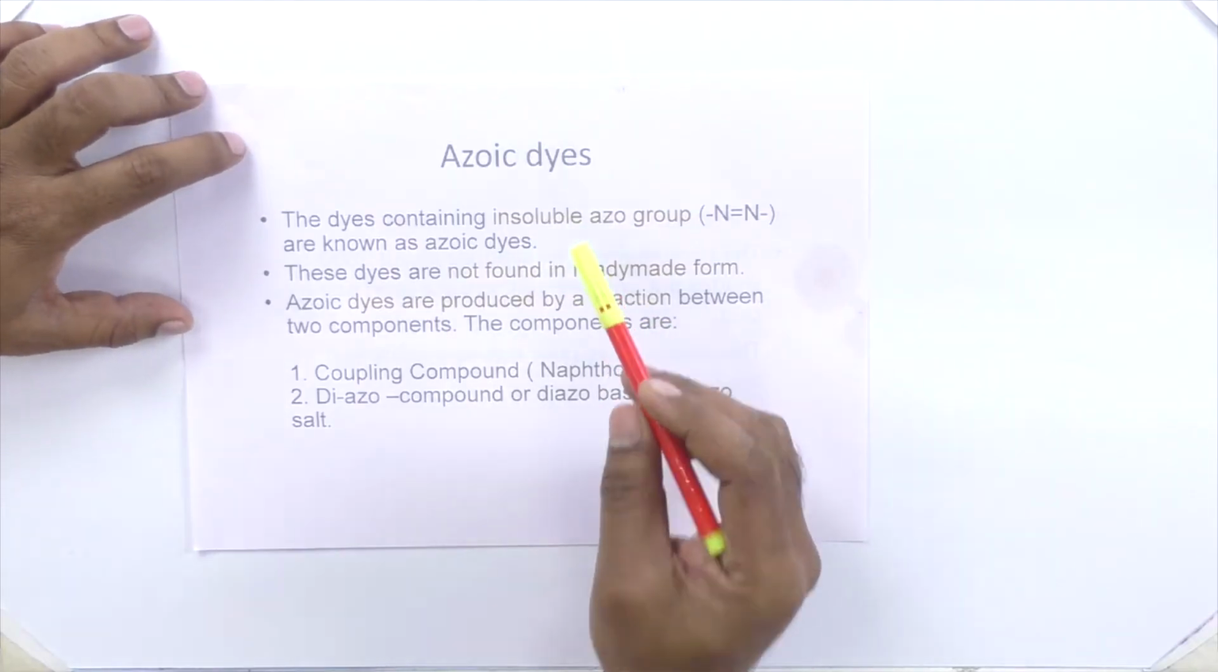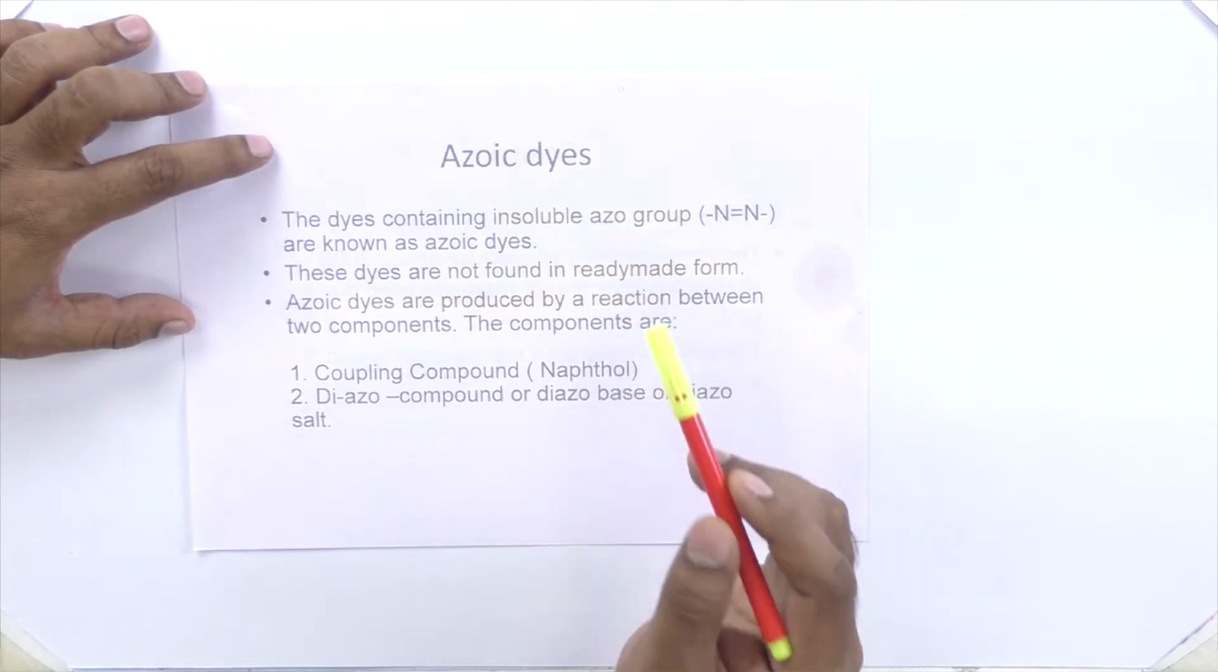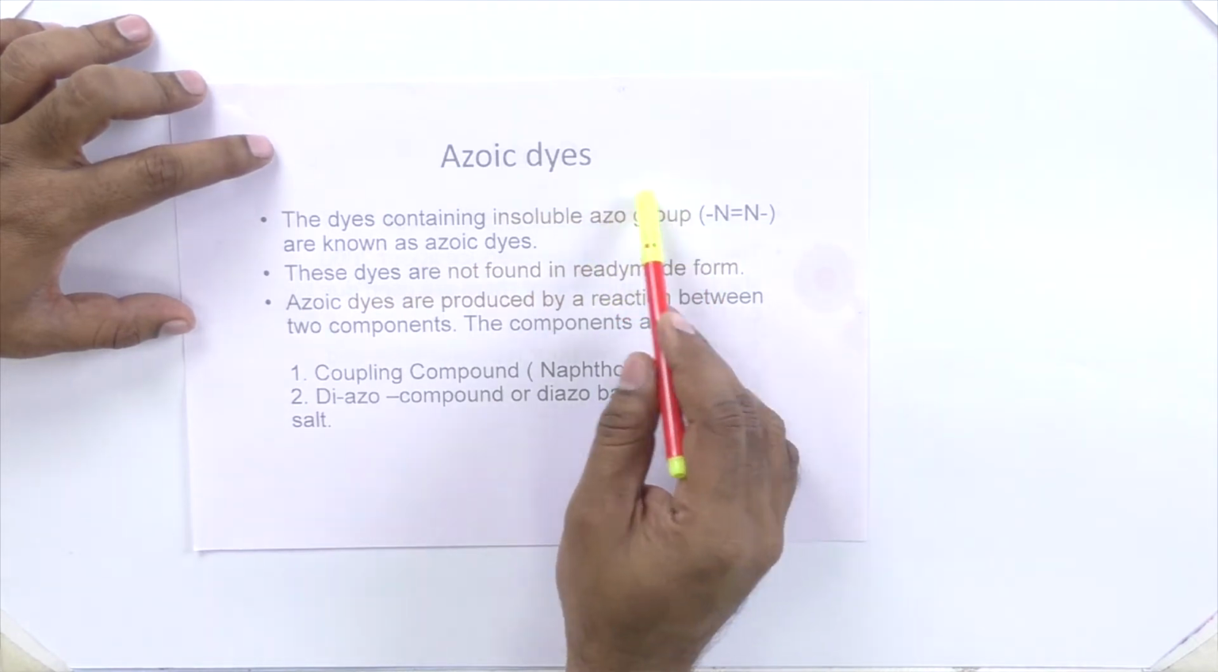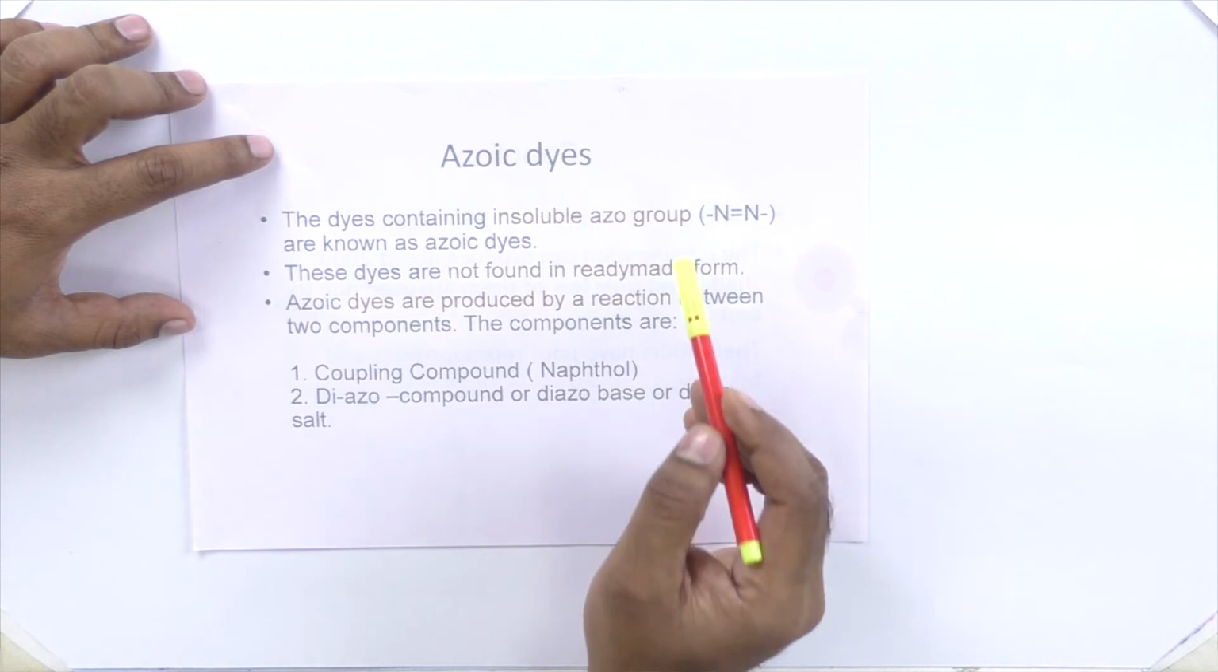The cost is also very low, but the disadvantage is very poor rubbing fastness, and it is carcinogenic for human beings, so it is banned due to the naphthols. And it is not a ready-made dye. Naphthol is coupled with base and the color is developed, so it is not a ready-made dye. It is insoluble in water. Normally the dye consists of azo groups, insoluble azo groups, so it is called azoic dyes.